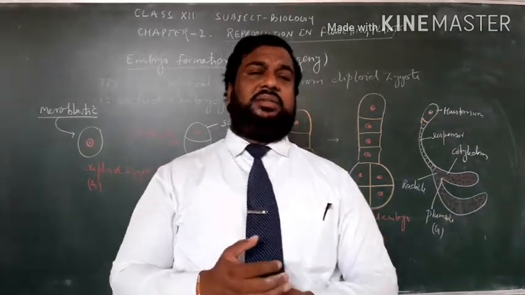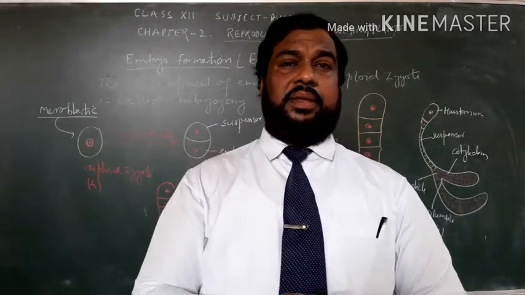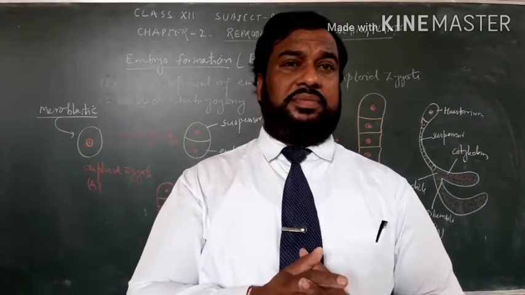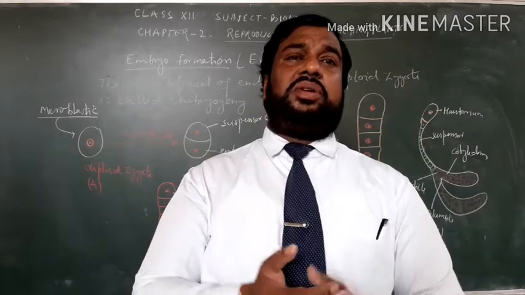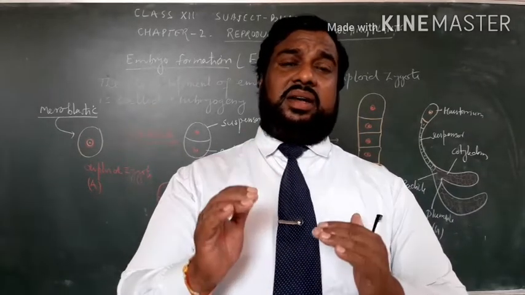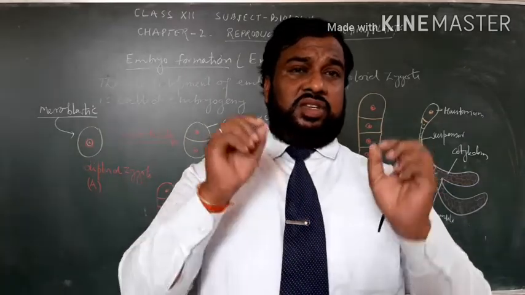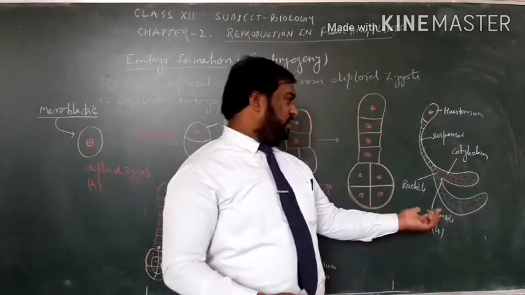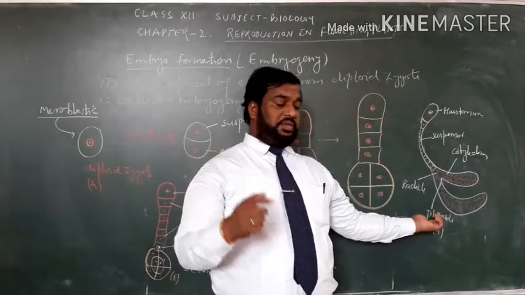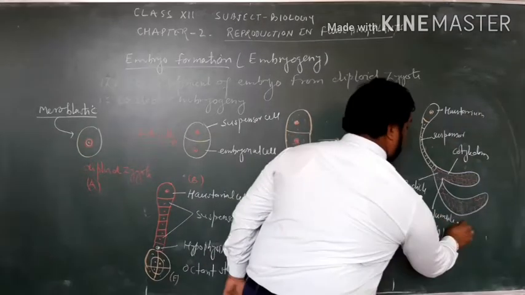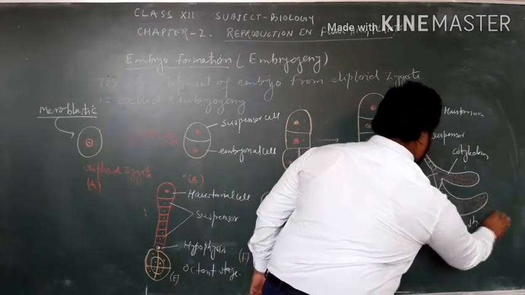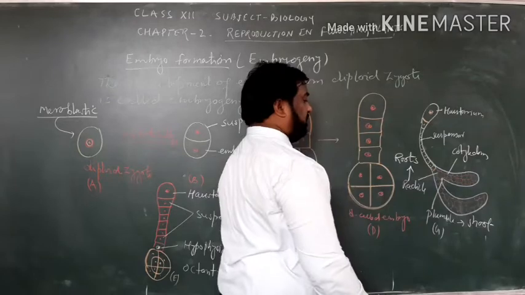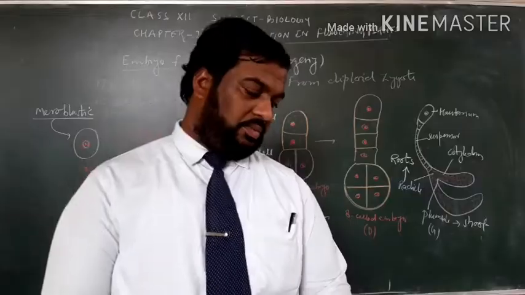So dear student, in future radicle develops into root, means the development or formation of root, and the development of shoot or stem is from plumule, means to say this plumule in future develops shoot and this radicle forms roots. So this is the future of embryo.